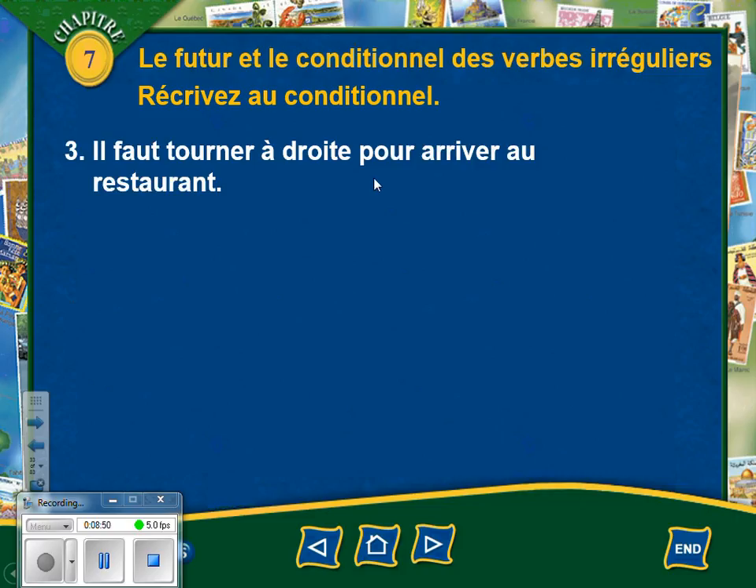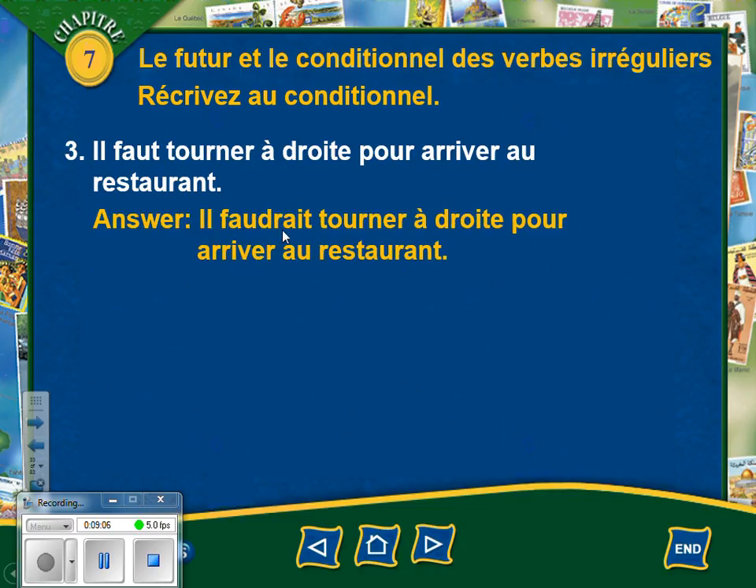Il faut tourner à droite pour arriver au restaurant. It's necessary to turn right in order to arrive at the restaurant. We're going to take faut and put it in the conditional. And remember, there's only the il form of faut. F-A-U-D-R, and then the conditional ending. Il faudrait. It would be necessary to turn right in order to arrive at the restaurant. It would be necessary.